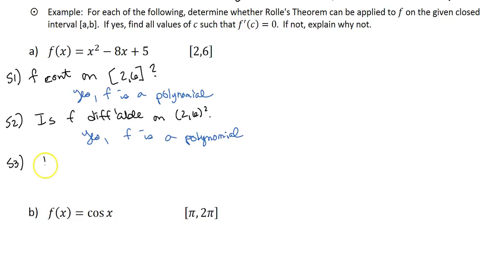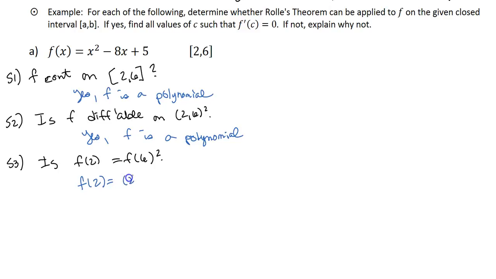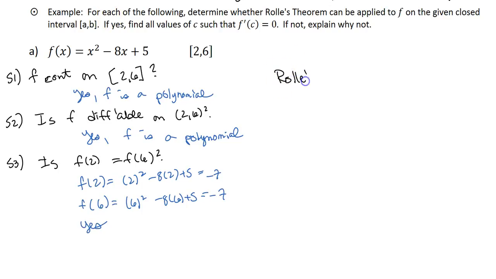And step 3, we want to know, is f of 2 equal to f of 6? So we do need to verify this, so we're going to plug those in. So f of 2 would be 2 squared minus 8 times 2 plus 5, which gives me negative 7, and f of 6 would be 6 squared minus 8 times 6 plus 5, which gives me negative 7 also. So the answer to this is yes. So Rolle's theorem applies here.